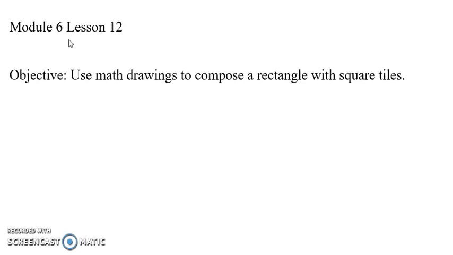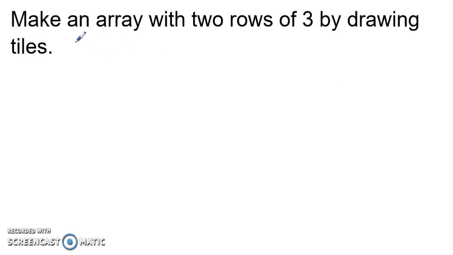Today we're going to do Module 6, Lesson 12, and our objective is to use math drawings to compose a rectangle with square tiles. So here's my first problem. It says make an array with 2 rows of 3 by drawing tiles. Remember, an array is basically a rectangle. A tile is just a small square.